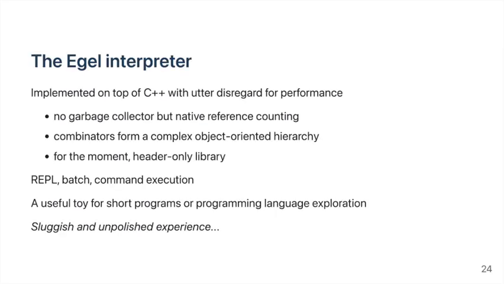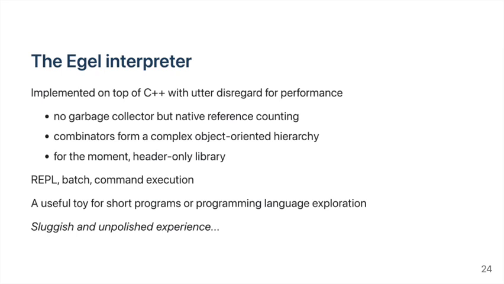The Egel interpreter is implemented in C++. This allowed us to rely on C++'s native reference counting and implement the interpreter without a garbage collector. In the source code, combinators form a complex object-oriented hierarchy. In order to make it easy for people to include Egel, it is distributed in a header-only manner.